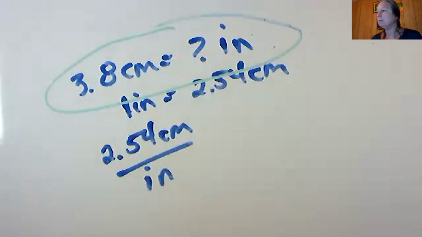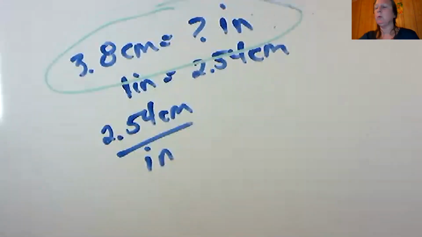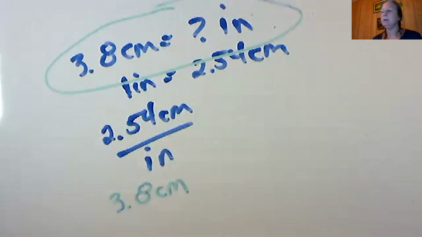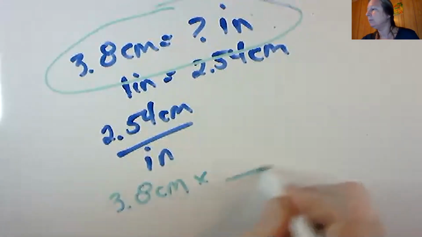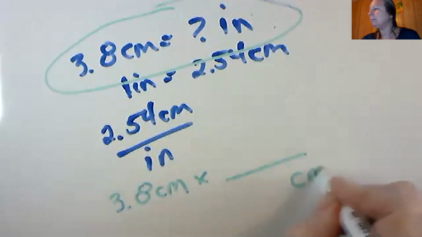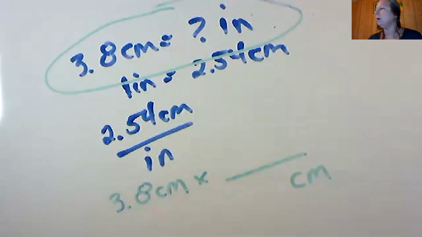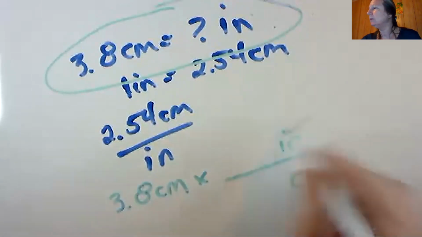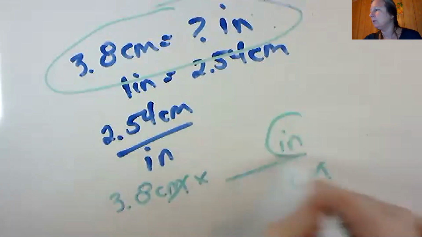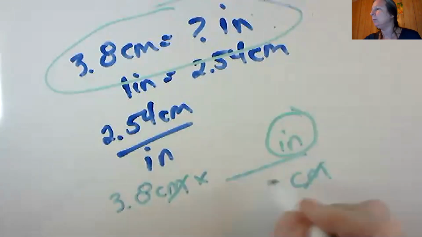So let's solve that. What do you do? I wish I had more room. You start with what you have. What do I have? I have 3.8 centimeters. Okay, times, write your fraction. What you're trying to get rid of goes on the bottom. What you want goes on the top. Okay, cross out units. Do I have what I'm looking for? Yes. Great. Now plug in numbers.